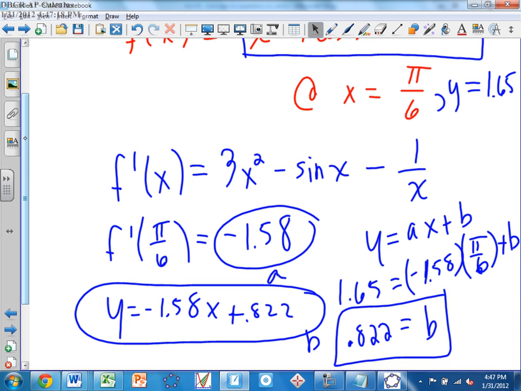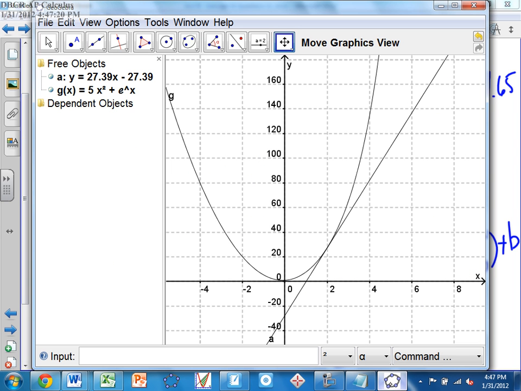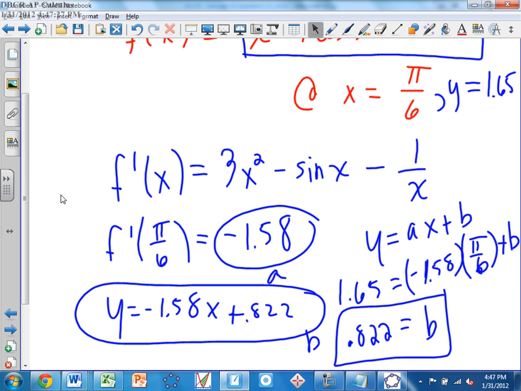Negative 1.58. What's that? It's not really? Tomorrow I'm just going to be slamming my head on my desk. Hating my life.